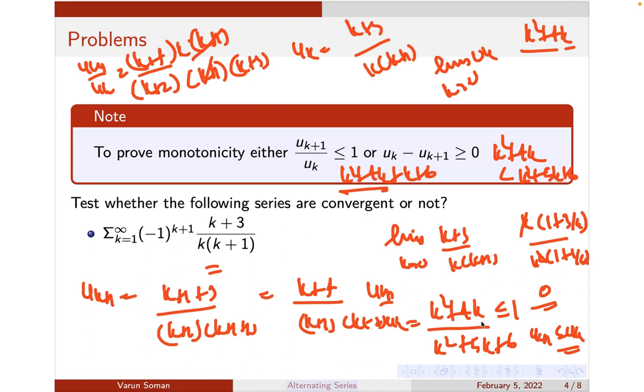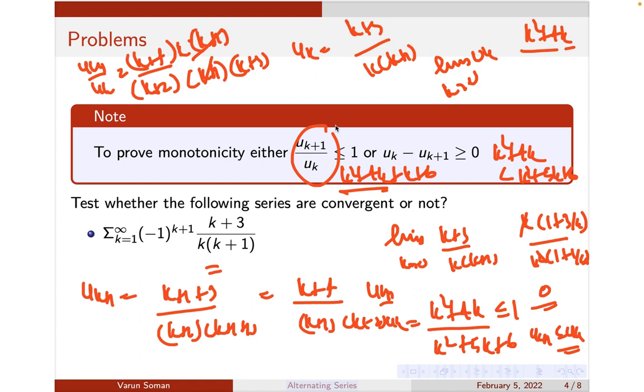So it is basically monotonically decreasing. Since the limit of uk is 0 and it is monotonically decreasing, we can say that this series is again convergent. Please try to do it yourself and convince yourself that uk plus 1 by uk is less than or equal to 1. It is a very simple problem, and only if you write it down will you understand.